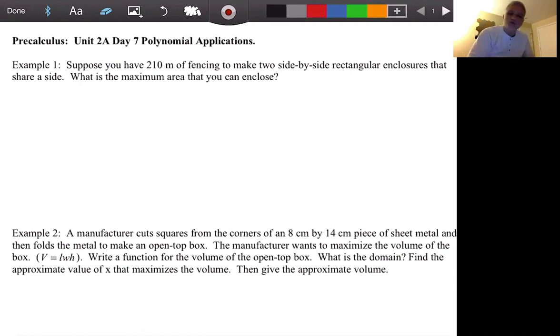Okay, we're just going to do 3 word problems today, and then we'll follow that up with a volume optimization project in class, which would be kind of fun. Okay, but let's look at example 1.